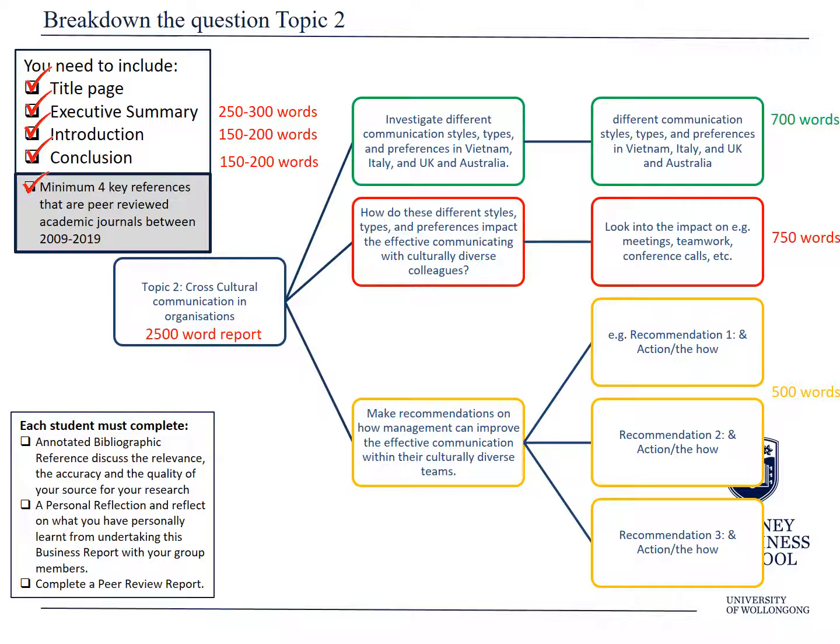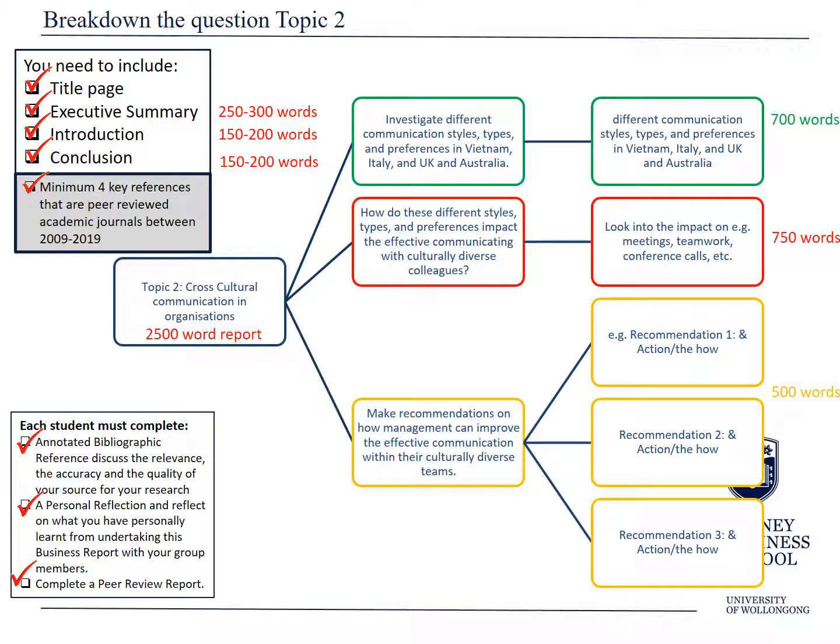and 2019. Okay, each student within the group must provide an annotated bibliographic reference that is UOW Harvard author date style. Describe the relevance, accuracy and the quality of the source in relation to your research, and please include your name next to which one that you've completed. The same for your personal reflections. Each student must provide a personal reflection on what they personally learnt while undertaking the business report with your group members, and each team member must complete a peer-reviewed report.